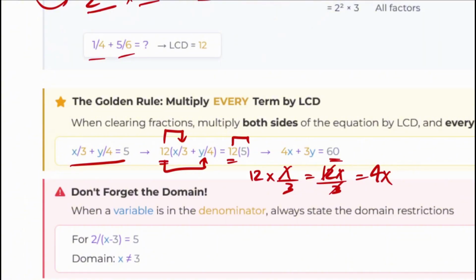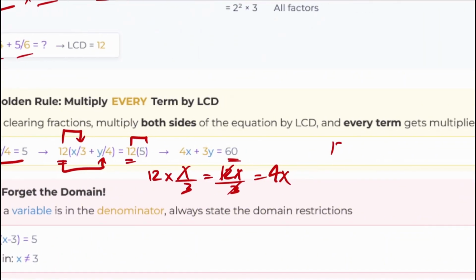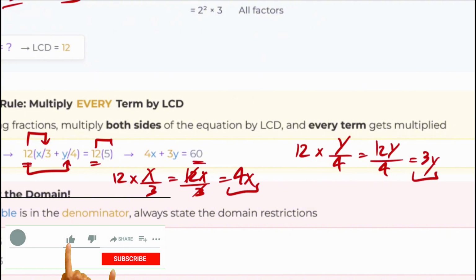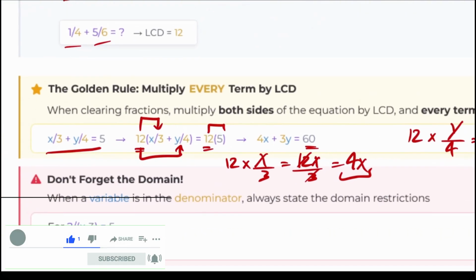Do the same thing with the other one. We have 12 multiplied by y over 4, so we have 12y divided by 4. So it would be 3y. What do I have at the end? 4x plus 3y equals 60. Can I simplify it more?